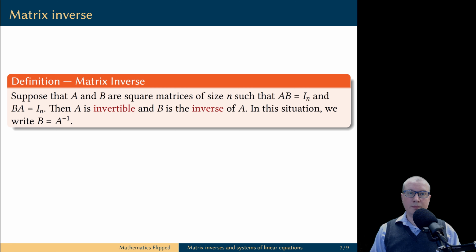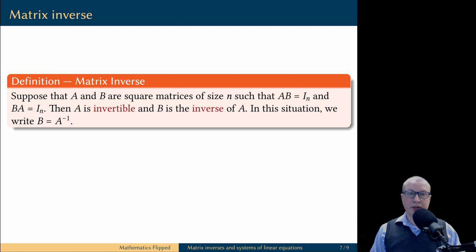Suppose we have two matrices A and B. They are both square matrices of the same size n. Also, let's suppose that the product A times B is the identity matrix of size n, and the other product B times A is also the identity matrix of size n. Then we say that A is an invertible matrix and the matrix B is the inverse of A.